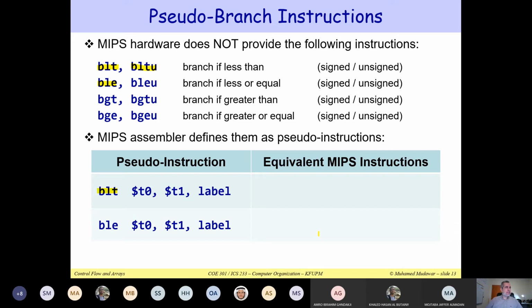Students, are you with me? I need an answer. Let me ask Salman. Salman, give me an answer. Salman, are you with me? Yes. Okay, so tell me how branch less than can be translated by the assembler into equivalent MIPS instructions. If you don't know, you can just say don't know. Don't know. Omar?